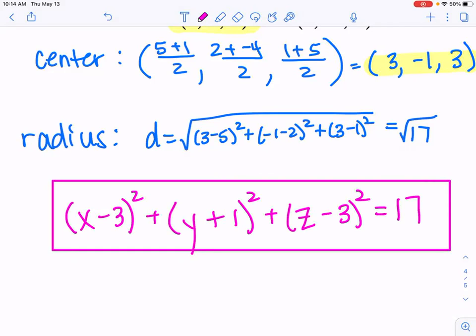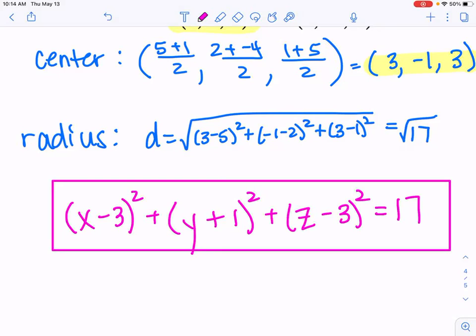Okay. Now, on a problem like this, it was really nice to find the center first because then we could use that to help us with our radius. If you tried to find your radius first, you would have done the distance between the endpoints and then you would have had to cut that in half. It's fine, but it's probably just as easy to find that center first and then go from there. Okay.